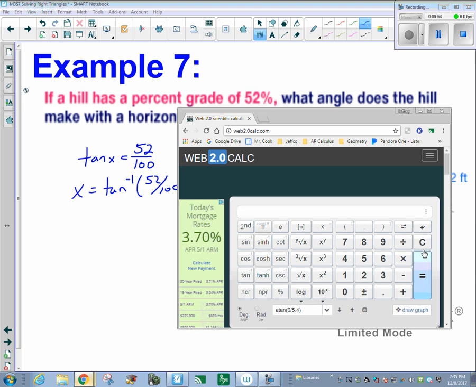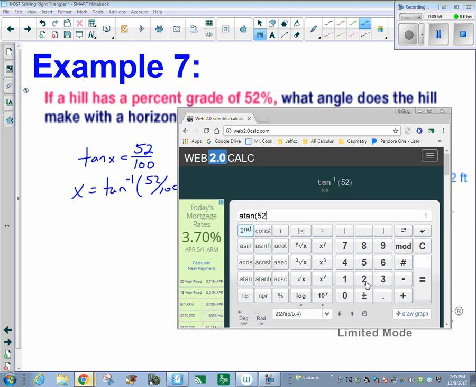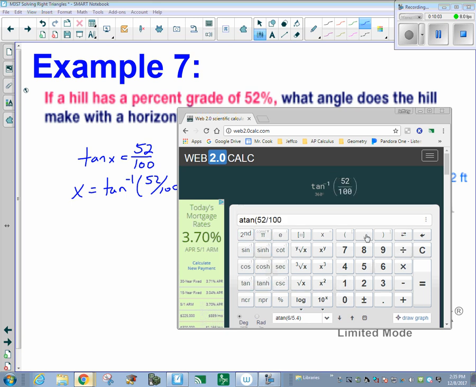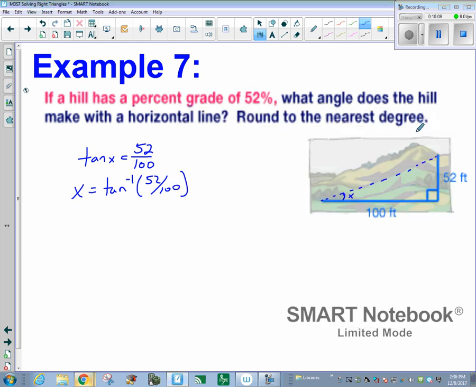If I type that into my calculator, clear this all the way out, second tangent, arctangent of 52 divided by 100, close my parentheses. That gives me that the angle is 27.5 degrees. And that's what we were looking for. So the angle that they're looking for is 27.5 degrees.